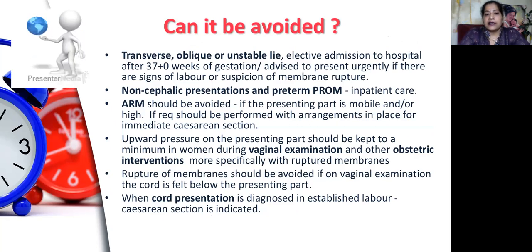If we have conditions like transverse lie, oblique lie, or unstable lie, elective admission after 37 weeks of gestation can be advised. Or if they go into labor or have signs of labor and suspicion of membrane rupture, they should report immediately. Non-cephalic presentations and preterm PROM patients always require inpatient care. At times, when we do artificial rupture of membranes and the presenting part is mobile or high, it should be avoided. Upward pressure on the presenting part should also be kept minimum in those women in whom a vaginal examination is being done or various obstetric interventions are being done.